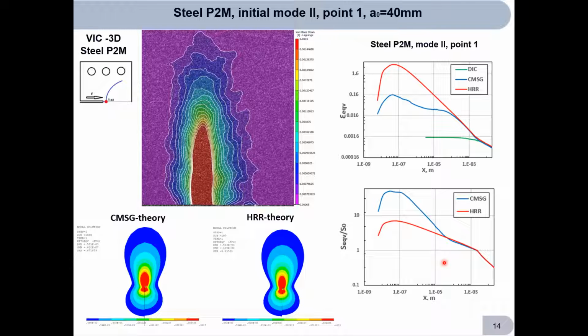Next, consider the state of the initial mode 2. Here, the shapes of the deformation contours have already changed. The data from the Vic-3D complex and the finite element method correspond to the initial mode 2. As for the area of the continuation of the crack, the stress values are in the plastic zone.